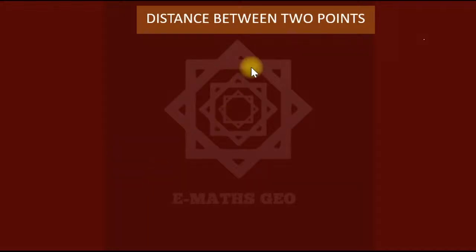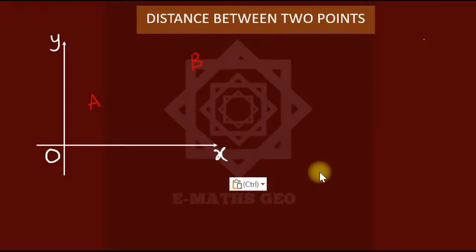Yeah, we are on distance between 2 points. So we're going to derive a formula for the distance between 2 points, given the 2 points. So assuming we have 2 points, A and B, we want to get the distance between A and B. So let's just draw a line connecting A and B.